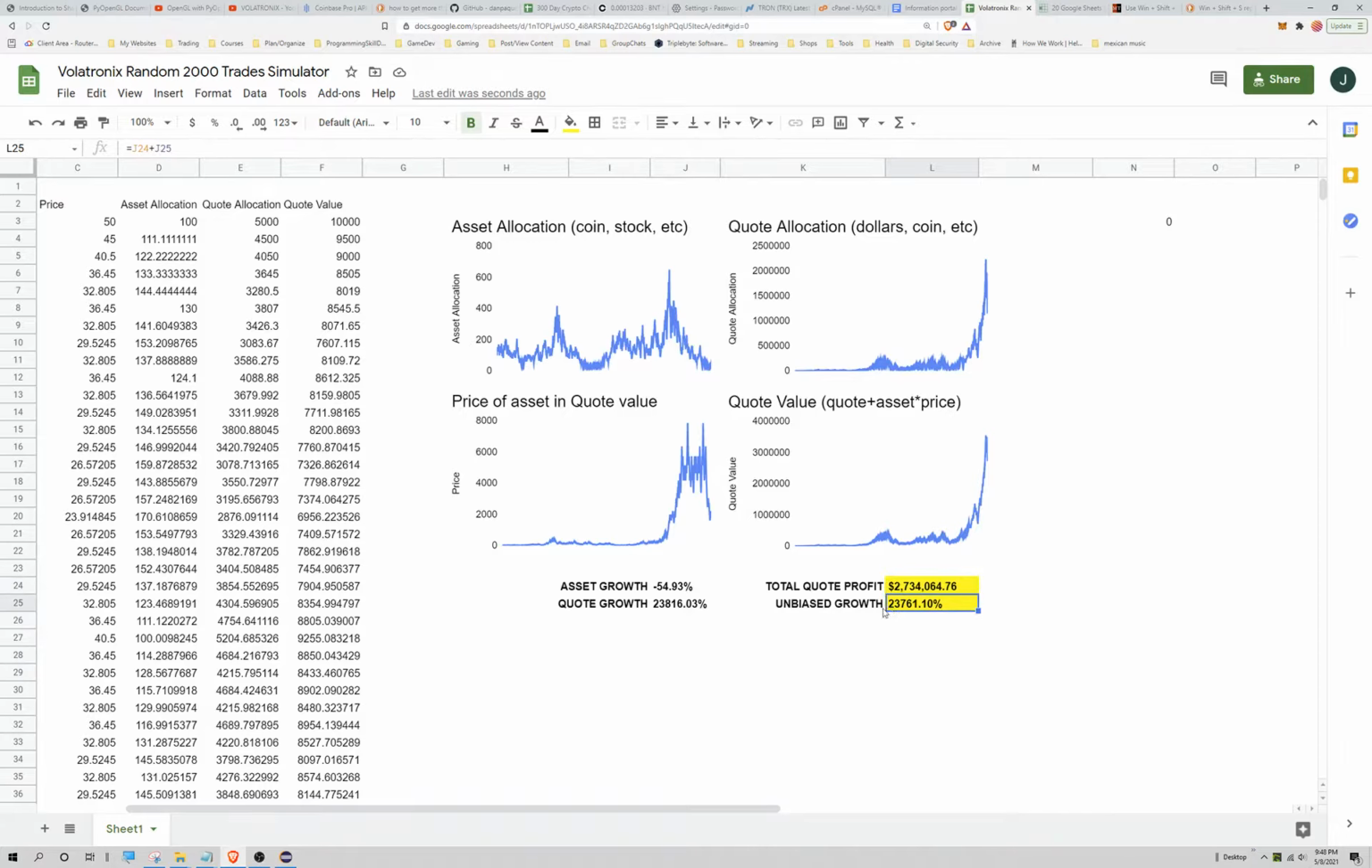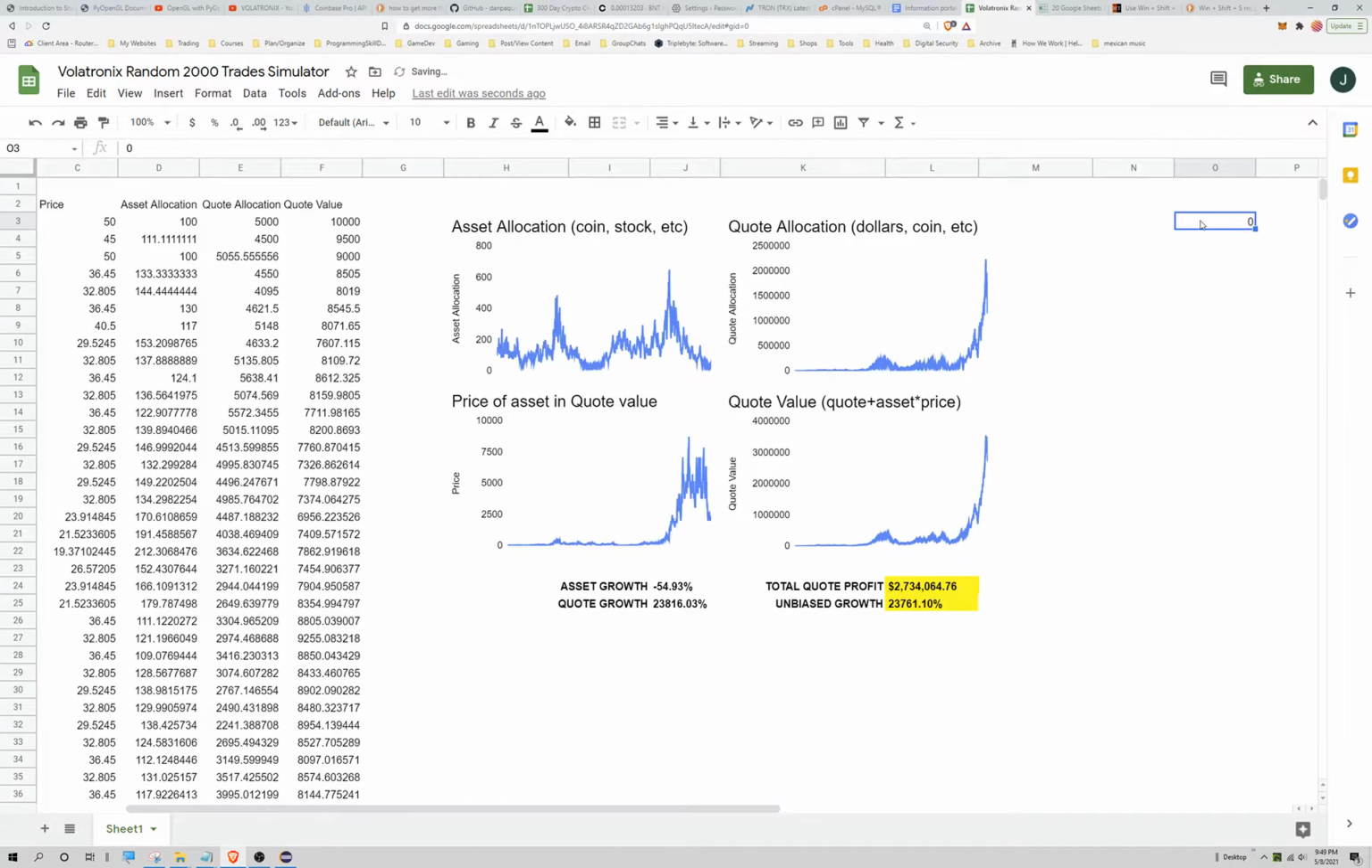Unbiased growth is the sum of the asset growth plus the quote growth. Quote just means what currency the price of the asset is being quoted in, right? So if it's in dollars, then that's how much the coin costs. Or it could be some other coin. You could trade Bitcoin against 50 other coins, right? Or more, probably hundreds or thousands, depending on the exchanges that you're using.